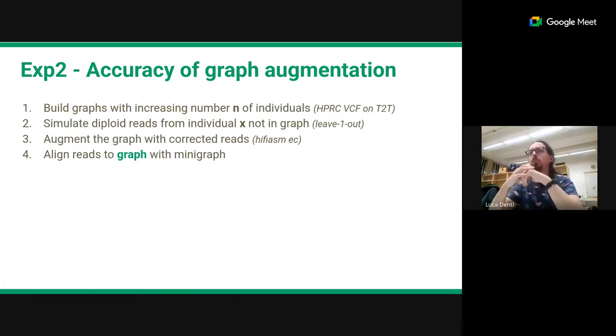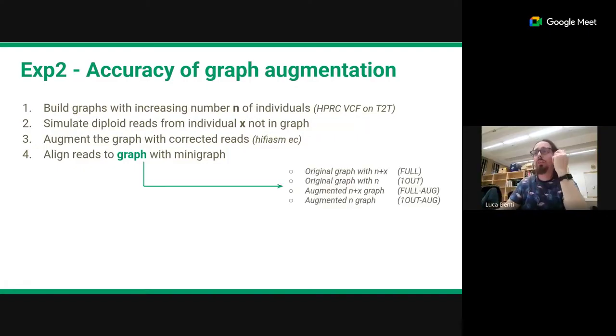So the setting is this one. We build the graph with an increasing number of individuals, from the VCF or from HPRC. Then we simulate a deployed read sample from an individual X that is not in the graph, some sort of leave-one-out experiment. And then we augment the graph with the corrected reads. We corrected them using I5 ASM because we simulated I5 reads, just to remove most of the sequencing errors, not all, and have clean reads. And then we align the reads back to the graph with minigraph.